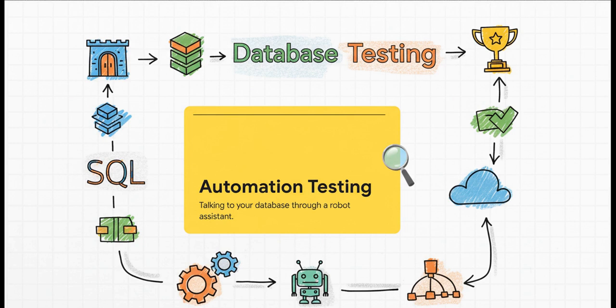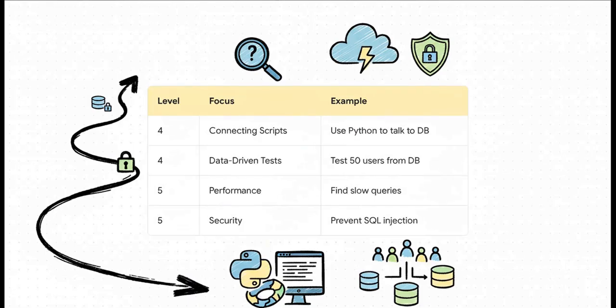It doesn't care. So in these last levels, you're going to learn how to connect your automation scripts, maybe something you wrote in Python, directly to the database. This is huge because it lets you run tests for hundreds of different users all at once. And then you'll hit level 5, where you get into the really advanced stuff. Things like performance, finding those sneaky, slow queries that could crash your whole app. And security, learning how to spot and stop nasty attacks like SQL injection that could leak all your user data.